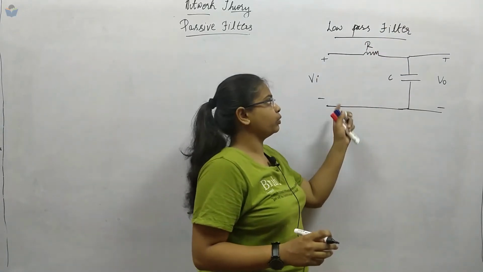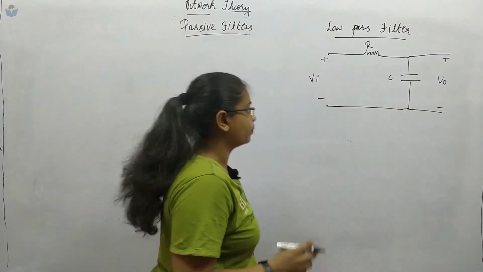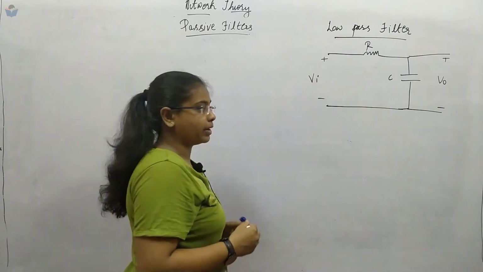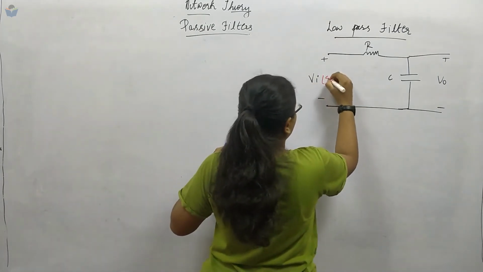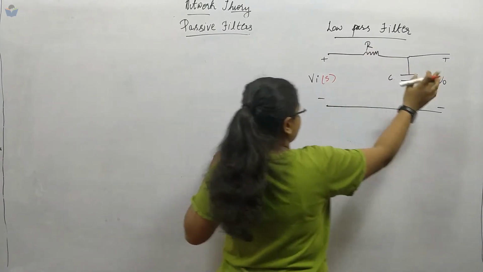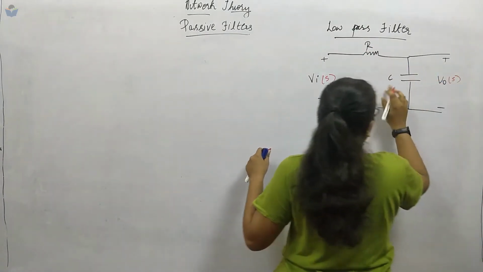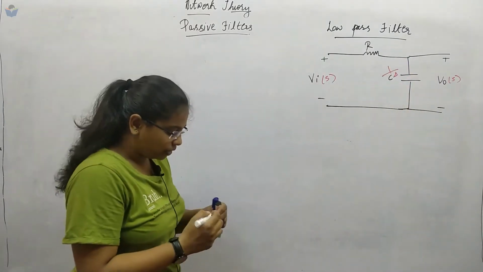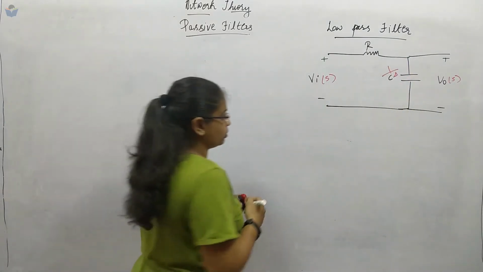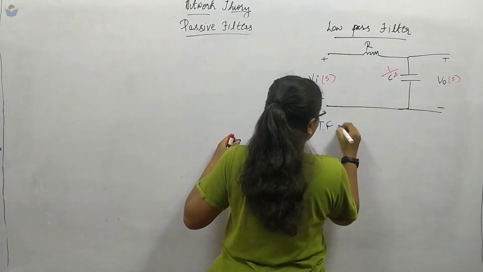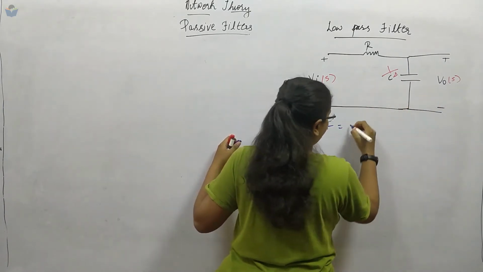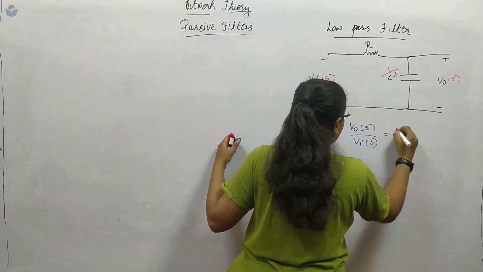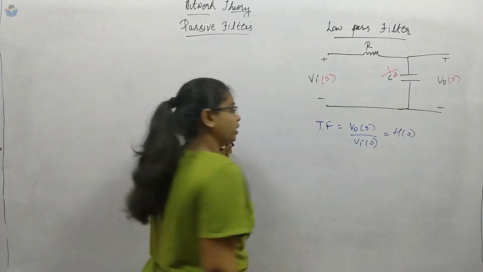Now we will prove how it is a low pass filter. Before that, we will convert the circuit into the Laplace domain. So this is Vi of S, for R it is just R, V0 of S, and this will be 1 upon Cs. We will now take the transfer function for this one. What is the transfer function? Output upon input in the Laplace domain, so V0 upon Vi of S. Let us define this as H of S.